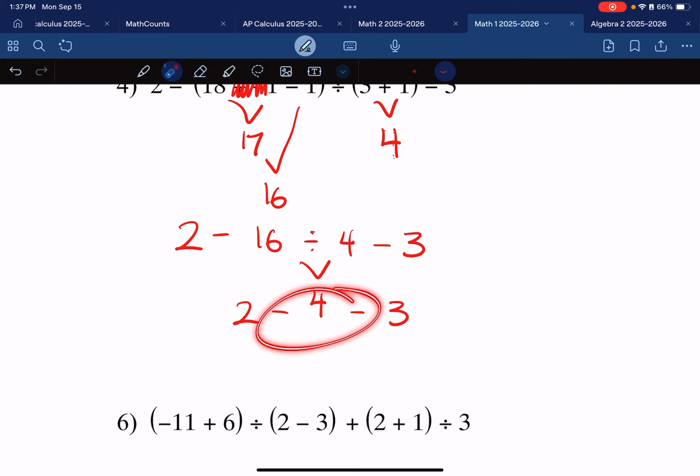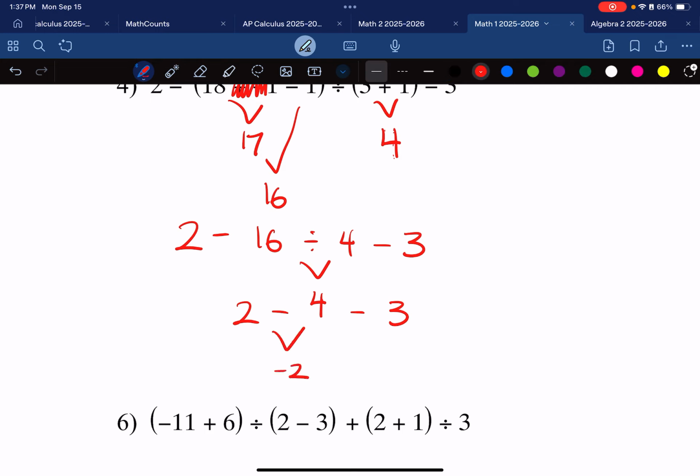Notice everything is subtraction here, so I'm just going to move from left to the right. 2 minus 4 is a -2. Again, why? Because I have a positive 2 and a -4. Different signs mean we subtract. 4 minus 2 is 2. I took the sign of the larger. This is a -2 because the 4 was larger and its sign in front was a negative.